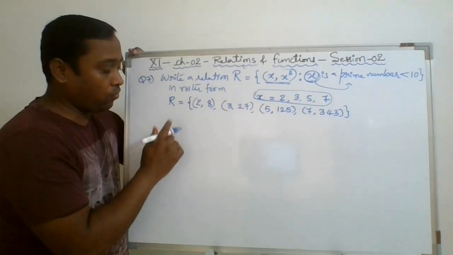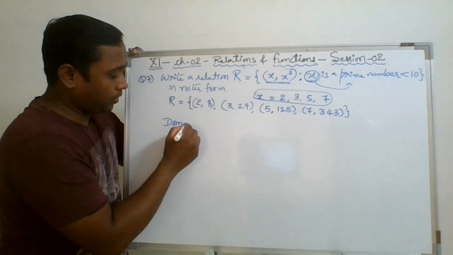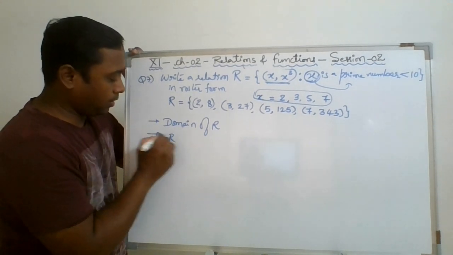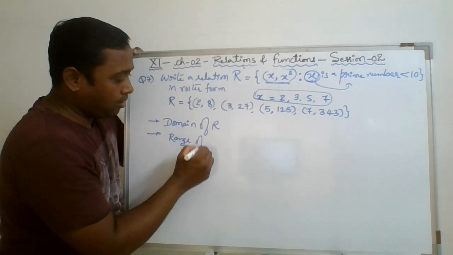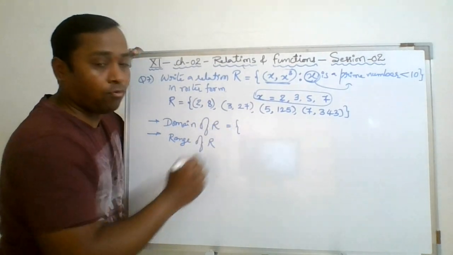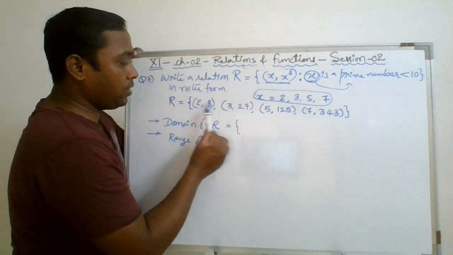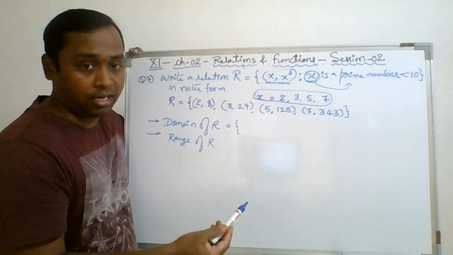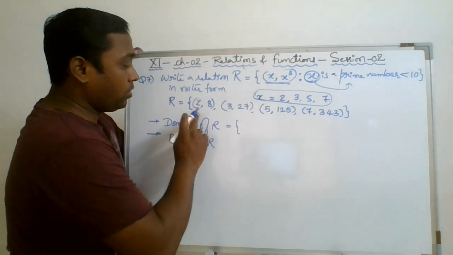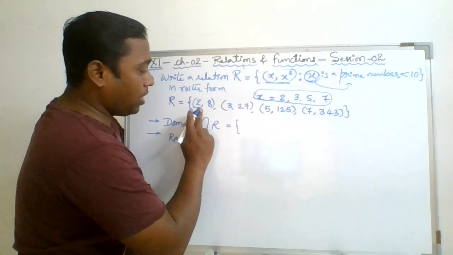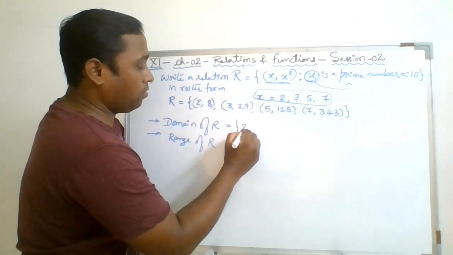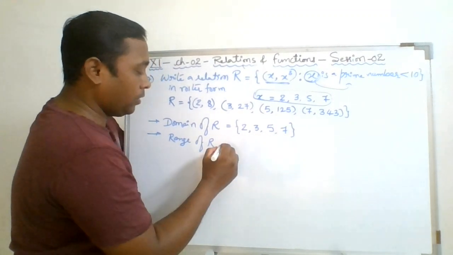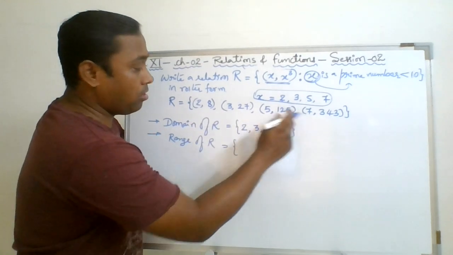But if I ask, what is the domain of this relation? Domain of R, and the second question I am asking is the range of R, from this roster form. So simply what you will do, we know that the first element belongs to set A and the second element belongs to set B if it is from A to B. So simply we need to take the first element from each ordered pair. So what is the first element in each ordered pair? 2, 3, 5 and 7.